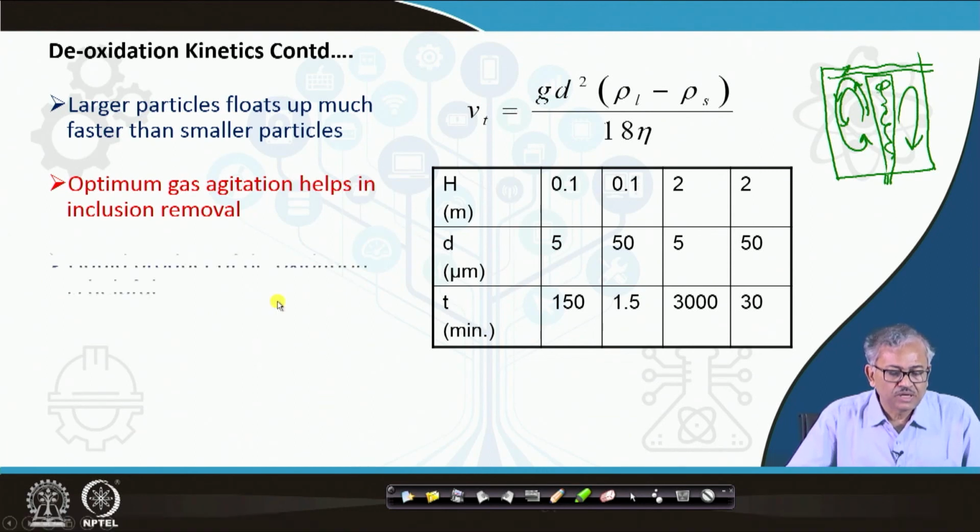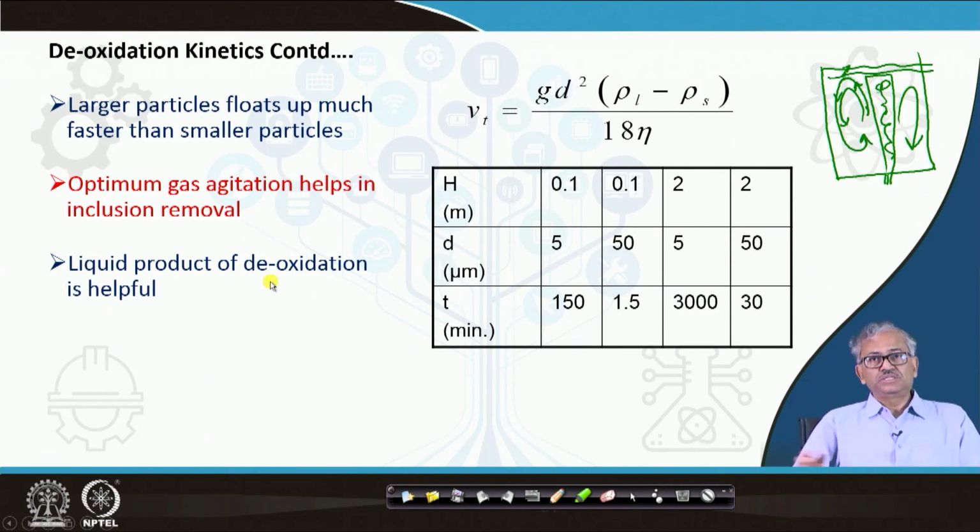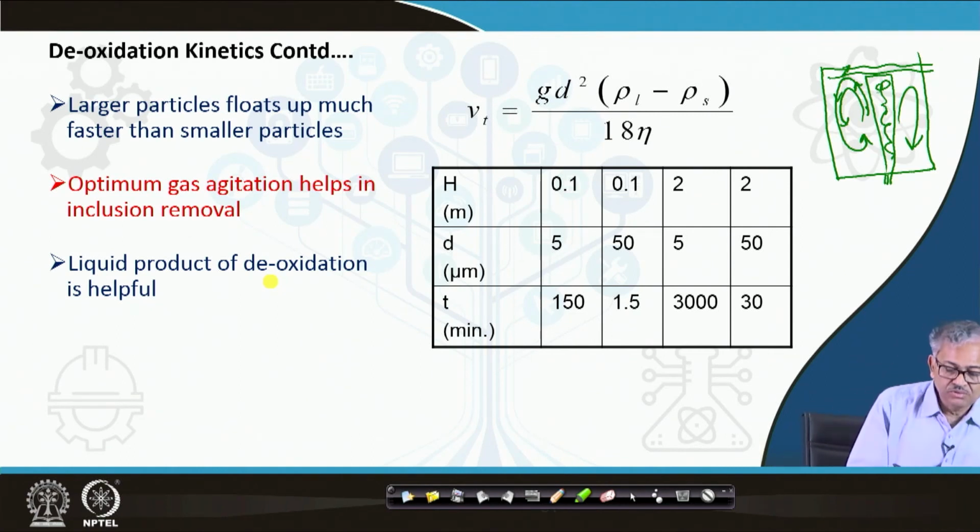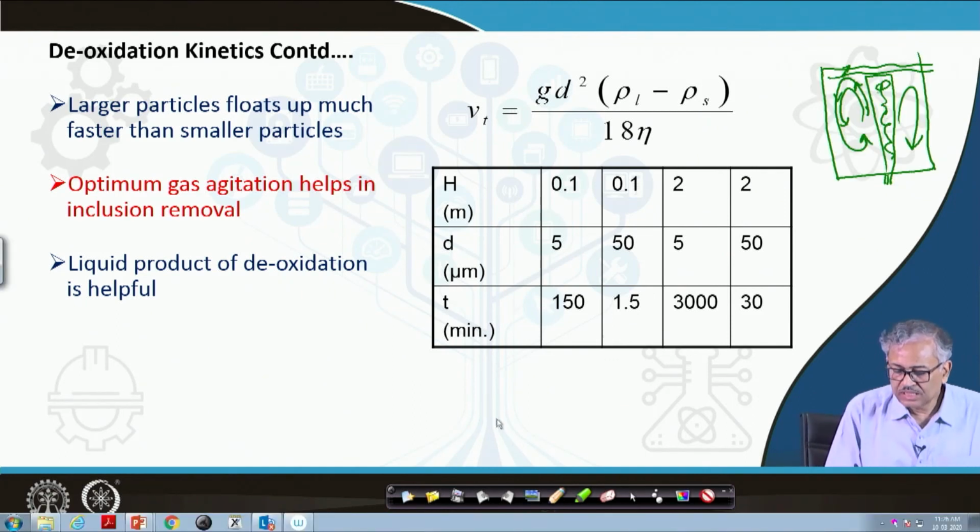Another thing is that a liquid product of deoxidation is helpful. If the product of deoxidation is liquid, it has a coalescence tendency, and as a result, it can form a bigger inclusion. That's why liquid deoxidation products are helpful, because liquid inclusions try to coalesce and form bigger ones. That's why silicomanganese, SiMn, is sometimes used.